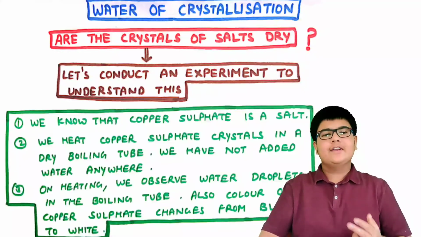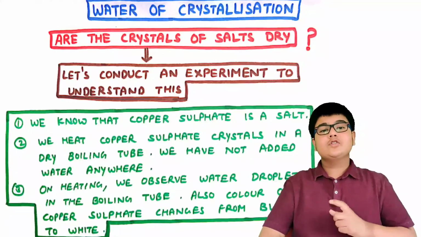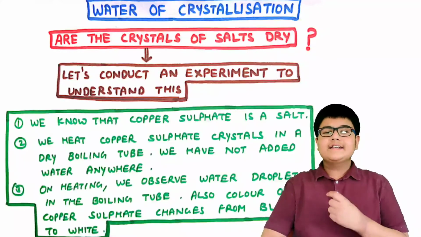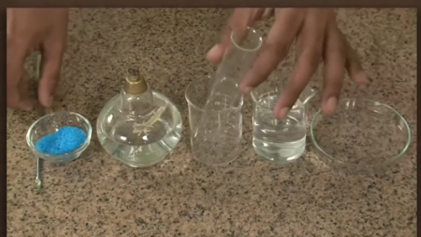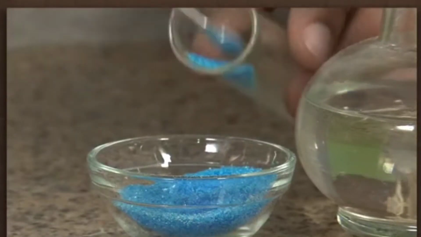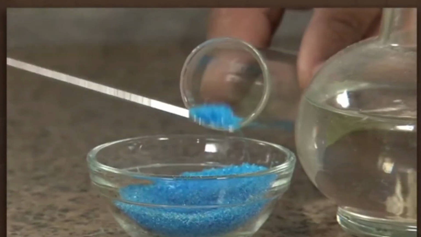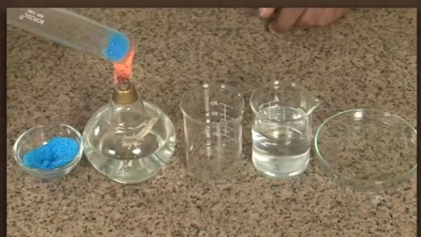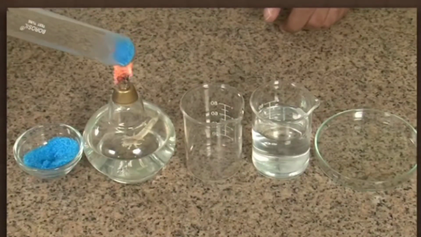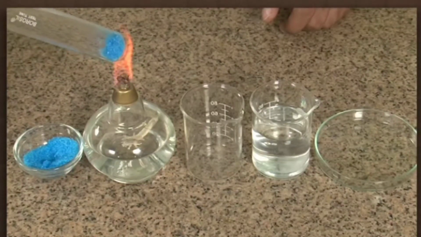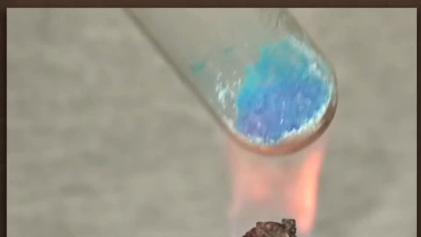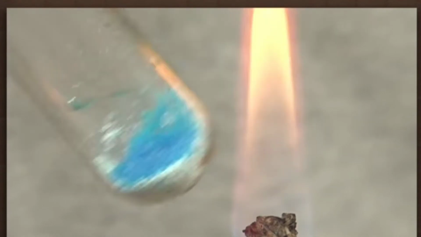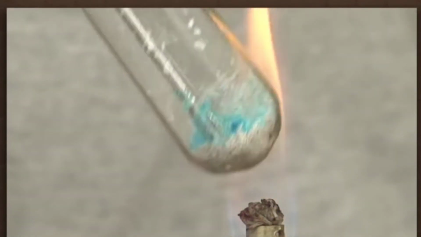So first, answer one of my questions. Are the crystals of salts dry? Let's conduct an experiment to understand this. So we know that copper sulfate is a salt, and for this experiment we take a few crystals of copper sulfate and heat them in a boiling tube. Note that we have not added water anywhere, and we also take a dry boiling tube. But on heating, we observe that water droplets can be seen in the boiling tube, and also the color of copper sulfate crystals changes from blue to white.